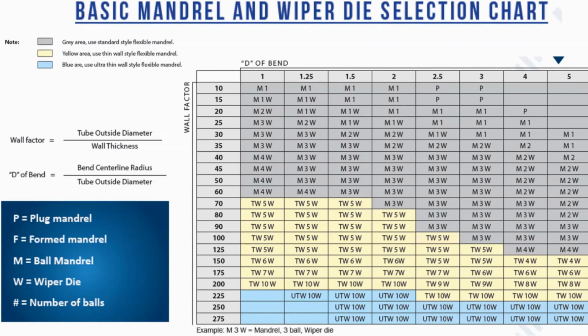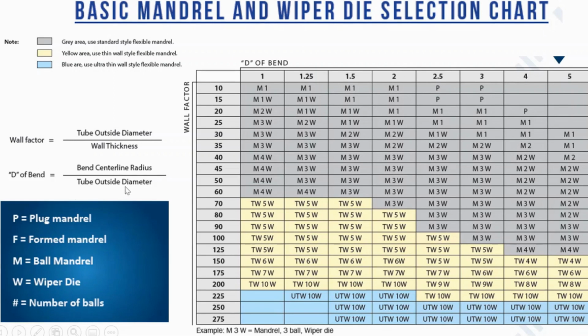There are 3 parameters that drive the use of this chart: tube OD, wall thickness, and bend radius. There are 2 formulas shown here on the chart on the left. One is for the D of bend, and the other is for the wall factor. The D of bend that people are most commonly aware of is where you take the bend radius and divide it by the tube OD. The wall factor is determined by taking the tube OD and dividing the wall thickness into it.